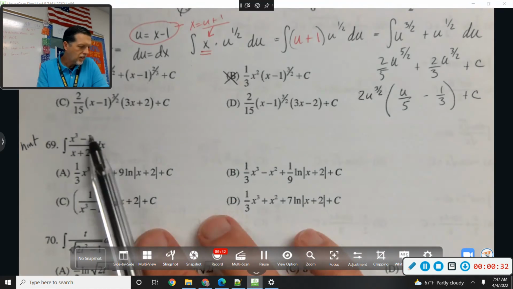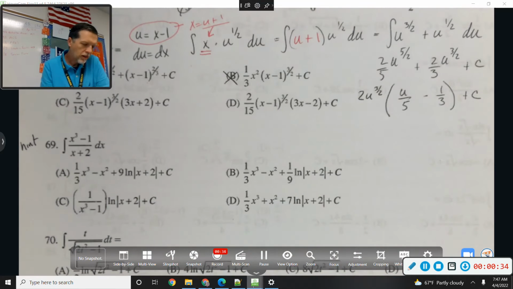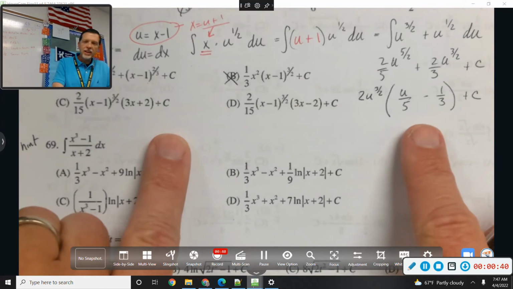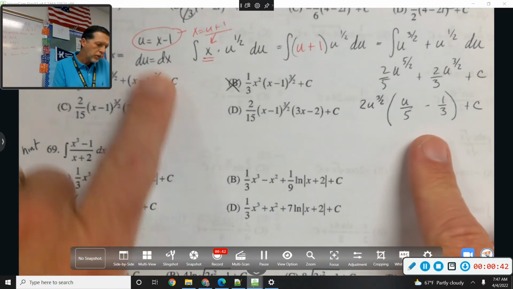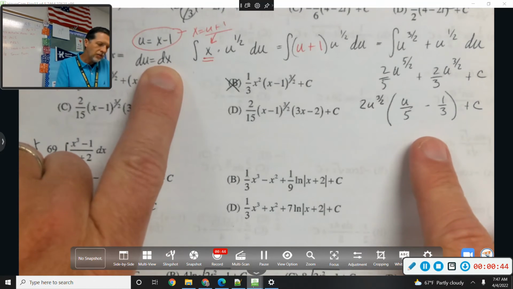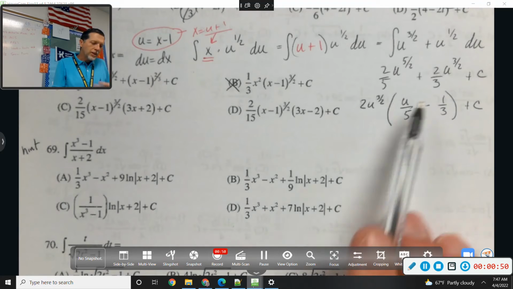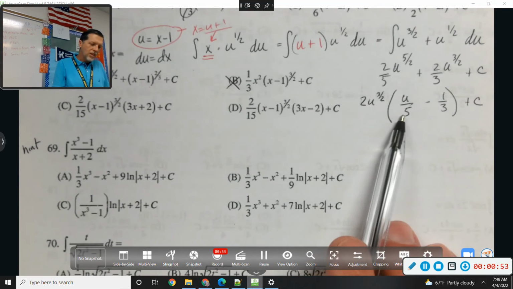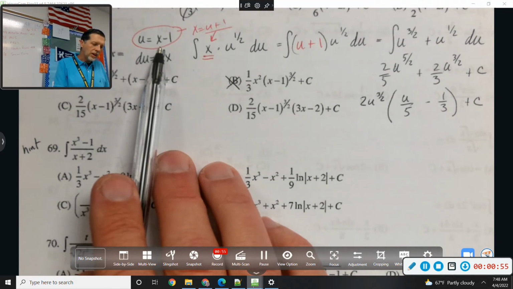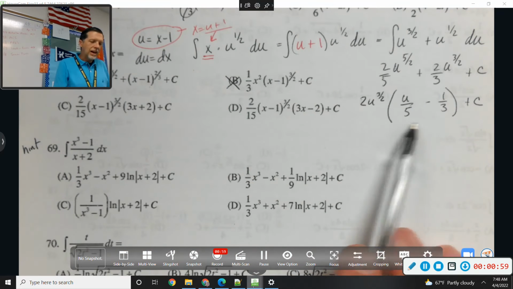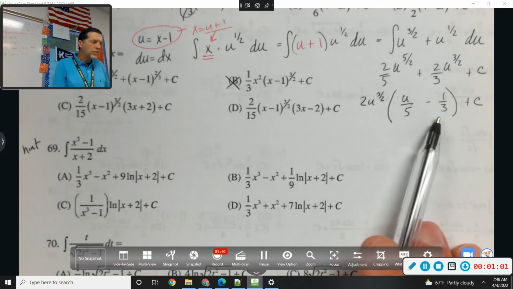I think I just need to keep going here. See, so I'm not there yet. I guess I have an option. I can keep working with u's, or I can put x minus 1 back in for u. It's not going to matter. Do you got a preference? Like I can do more cleanup work with the u's, with the fractions, or I can put x minus 1 in there. I'm sort of leaning toward keep the u for now.